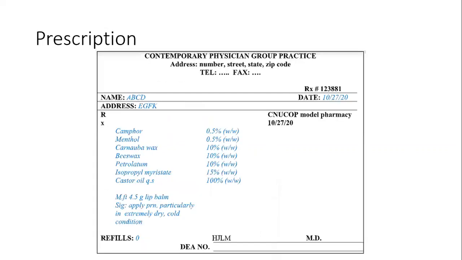So what we have to begin with is our prescription and what we will be working from. But first, before we start working on calculations, let's interpret what this actually means. So we will look at the prescription portion first.